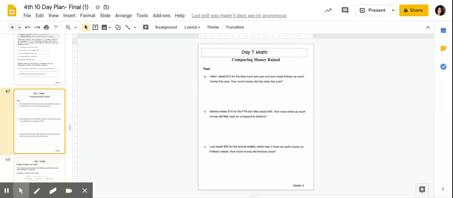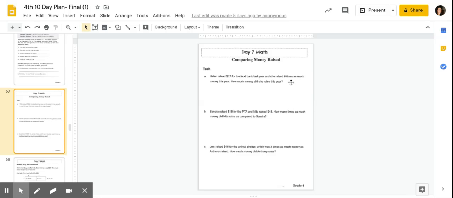Hey guys, we're going to do day 7 math, comparing money raised. A, Helen raised $12 for the food bank last year, and she raised 6 times as much money this year. How much money did she raise this year? Notice a key phrase here, times as much, similar to yesterday's activity, 10 times more, 10 times as much.